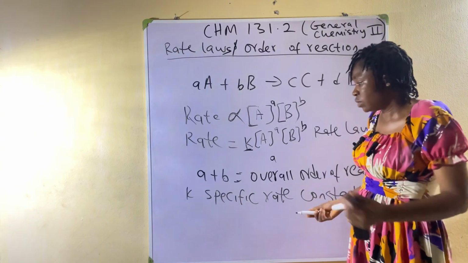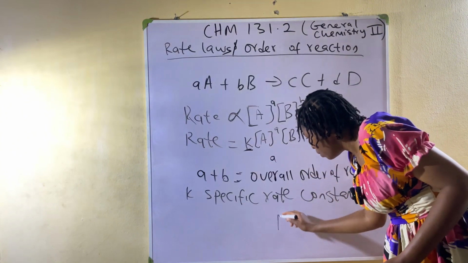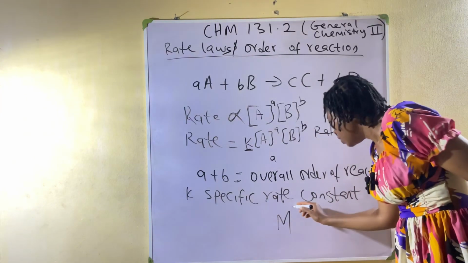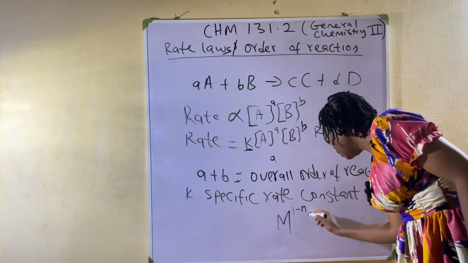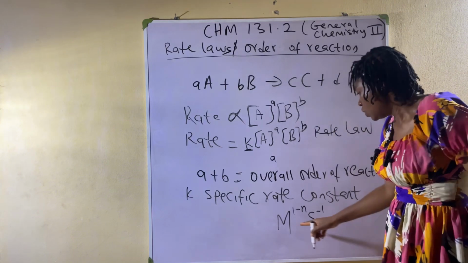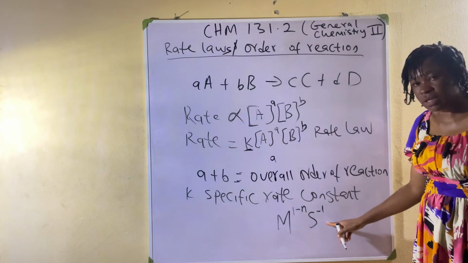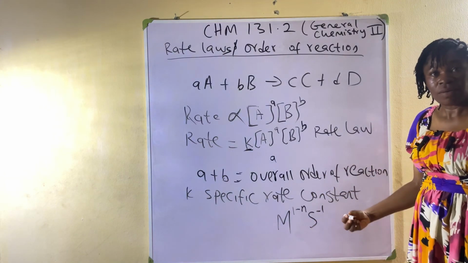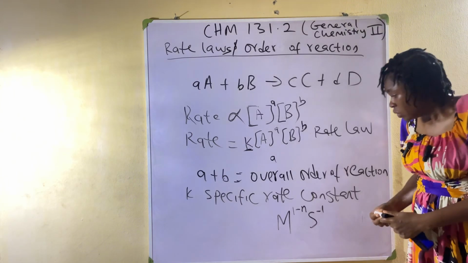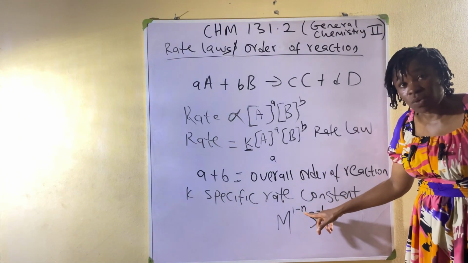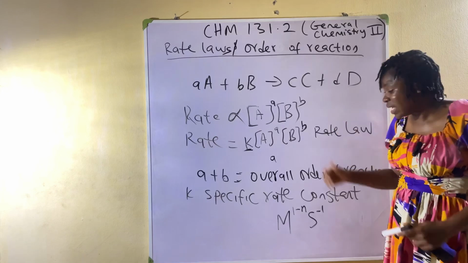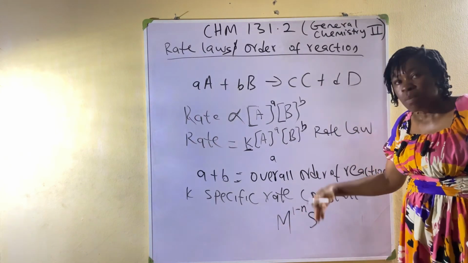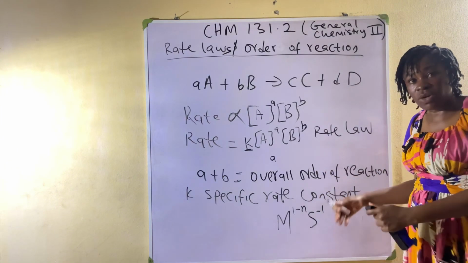This is the general formula for the specific rate constant: M to the power 1 minus n per seconds. This capital M represents mole per liter or mole per dm cube. So 1 minus n signifies what? Order of reaction. For a zero order reaction, 1 minus 0 gives you 1. So it's like saying mole per liter per second for a zero order reaction.